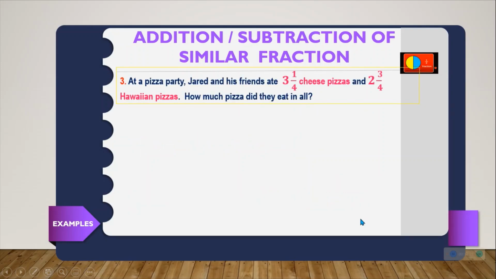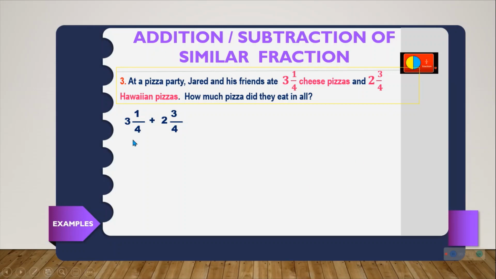Next example, we have problem solving. At a pizza party, Jared and his friends ate 3 1/4 cheese pizzas and 2 3/4 Hawaiian pizzas. How much pizza did they eat in all? So, first, 3 1/4 plus 2 3/4. Kasi ang tanong, ilan lahat yung kinain nila. So, meaning, i-add natin yung cheese pizza na kinain nila at yung Hawaiian pizza na kinain nila.